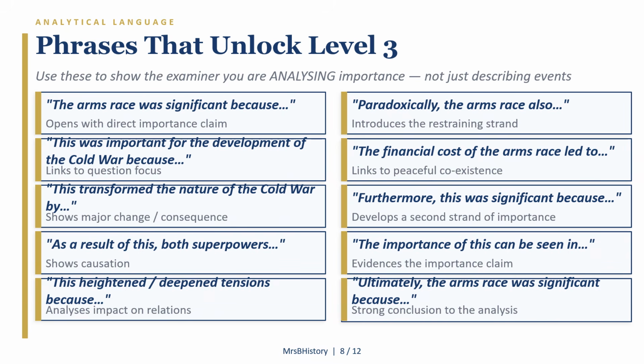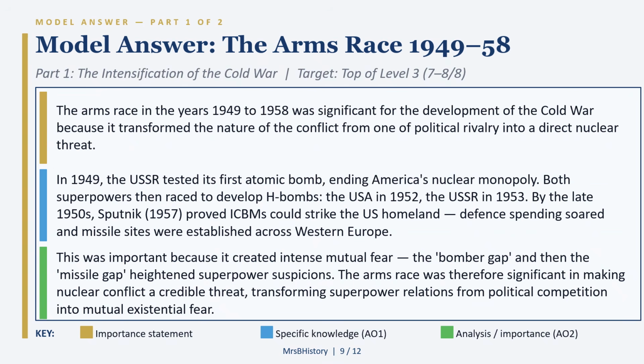To show causation, you could say, as a result of this, both superpowers. To show impact on relations, this deepened or heightened tensions because. And for your second strand, the restraining effect, you could say, paradoxically, the arms race also, or the financial cost of the arms race led to, or furthermore, this was significant because, or ultimately, the arms race was significant because. Use at least 3 of these across your answer, and you are demonstrating the analytical reasoning the examiner needs to see for level 3. So now let's see all of this in practice.